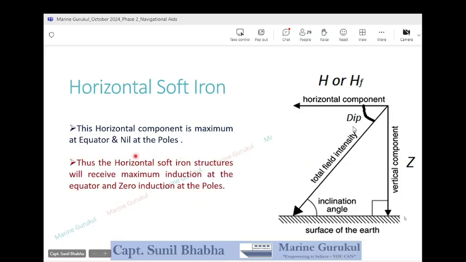So this actually gives us an insight into the induction in the horizontal soft iron structures also. The horizontal soft iron structures will therefore receive maximum induction at the equator and zero induction at the poles. So if we have a ship at the equator, it will have maximum induction generated in the horizontal structures. If the same ship goes to the poles, those horizontal structures will lose their entire magnetism because the H or HF component of the Earth's magnetic field has vanished at the pole.